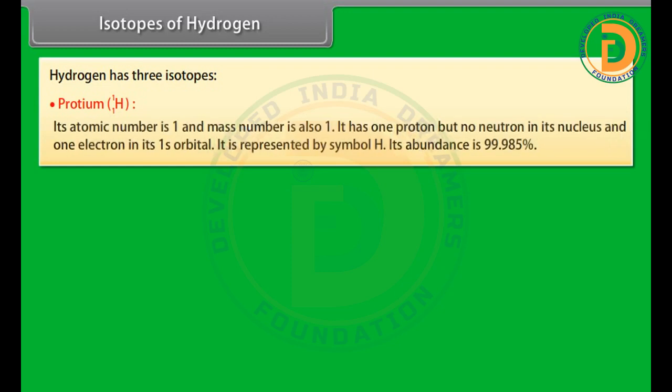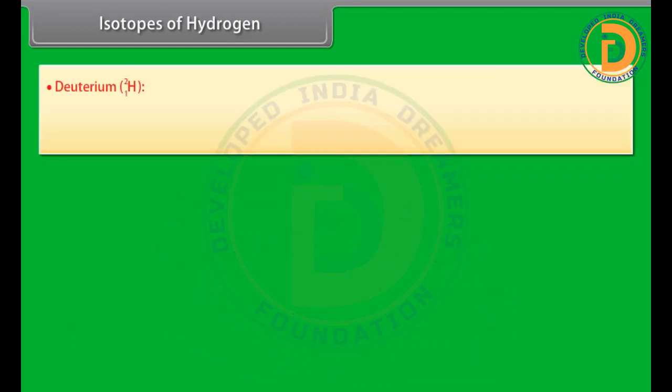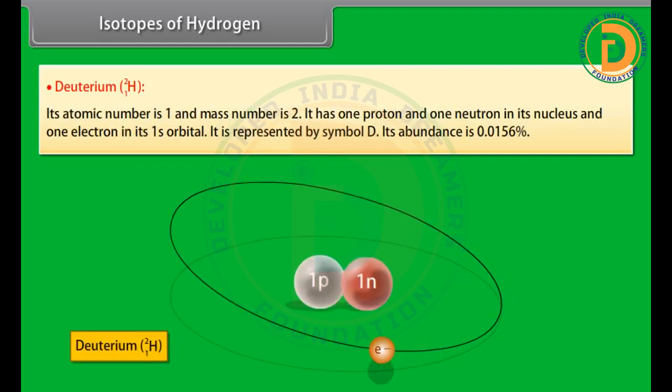Isotopes of hydrogen. Hydrogen has 3 isotopes. Protium. Its atomic number is 1 and mass number is also 1. It has 1 proton but no neutron in its nucleus and 1 electron in its 1s orbital. It is represented by symbol H. Its abundance is 99.985%.